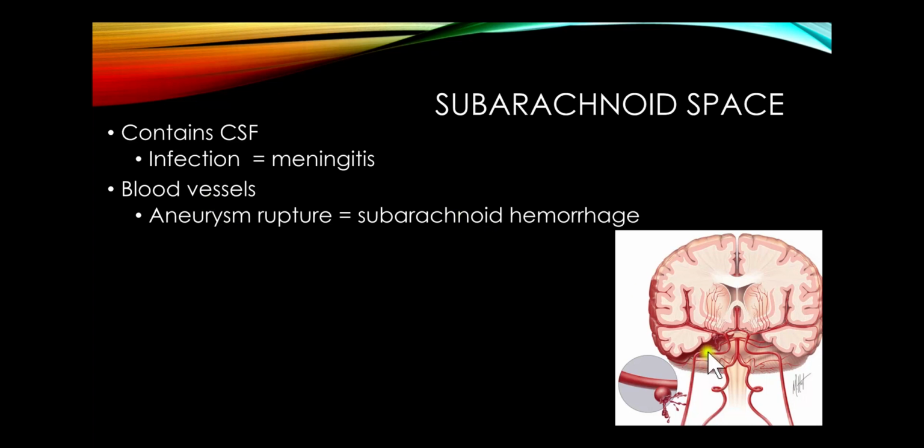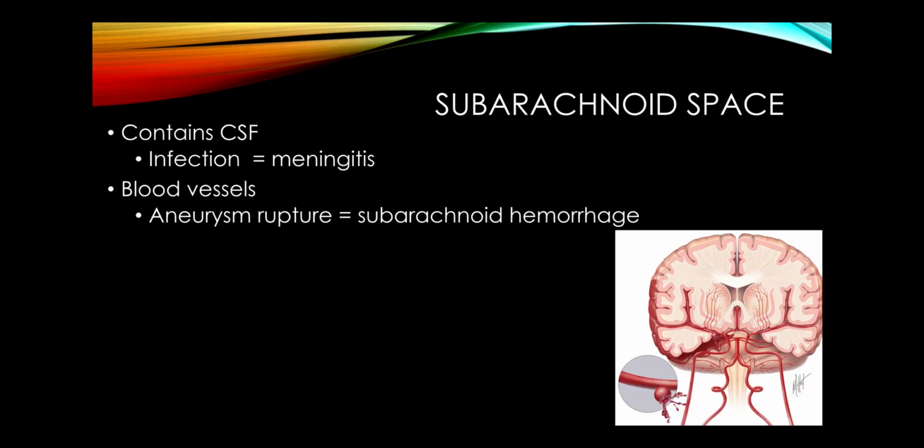So here, if you can appreciate right where my yellow cursor is, there's a focal enlargement of a blood vessel. Here we can see a blow-up of it. This is an aneurysm. An aneurysm is like a little balloon that is kind of blowing up under pressure here, and when that ruptures, typically the patient will have a very severe sudden onset headache with a lot of blood that then goes into the subarachnoid space.